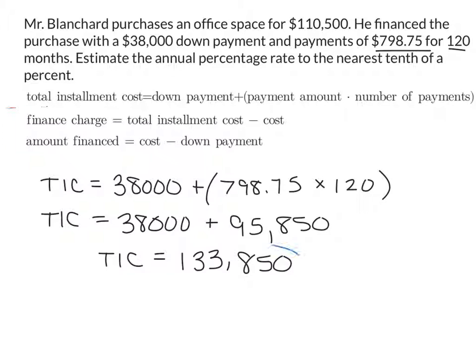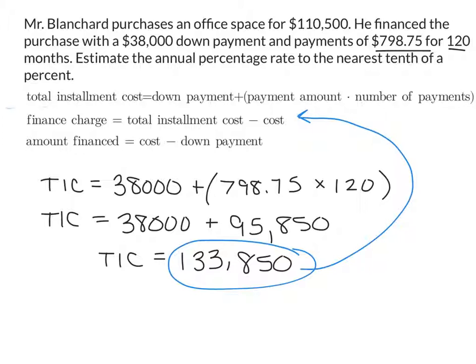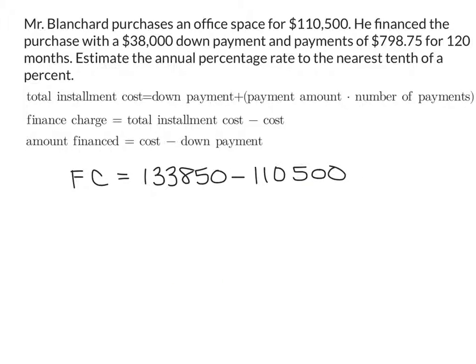Now I'm going to take that value and plug it into the formula for finance charge. So the finance charge is $133,850 minus $110,500. When you subtract those two values, we get that the finance charge is $23,350. And we'll use that value to approximate the APR.